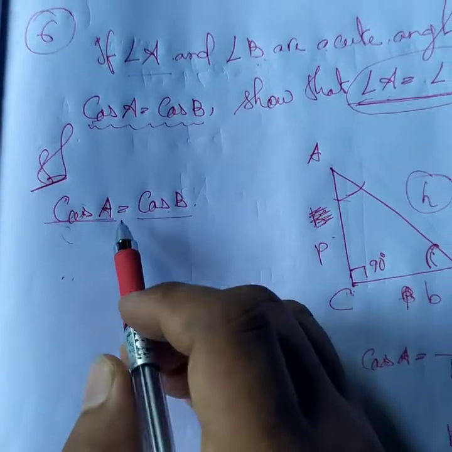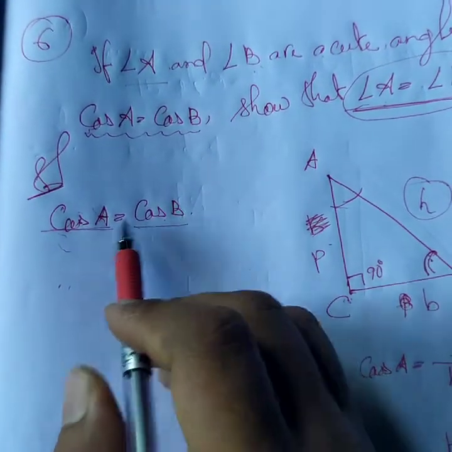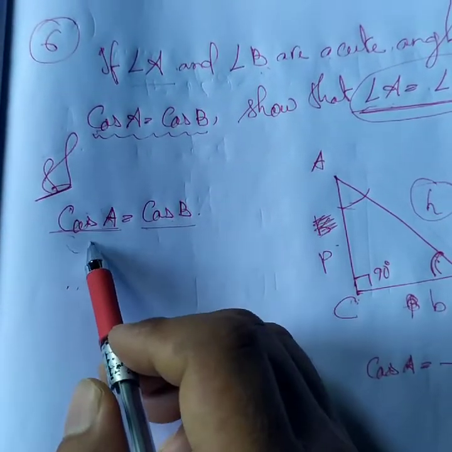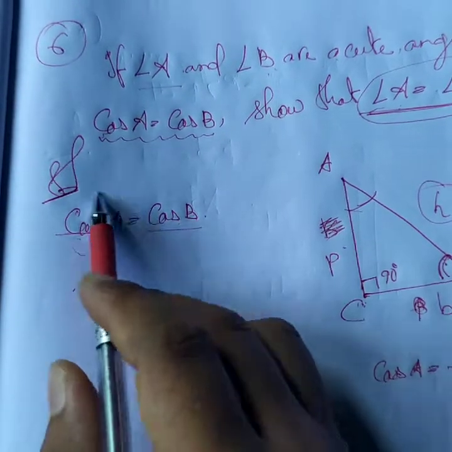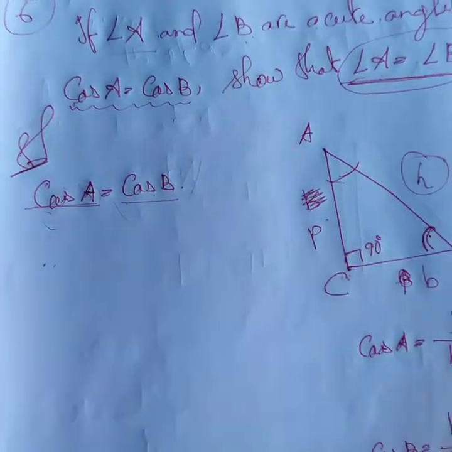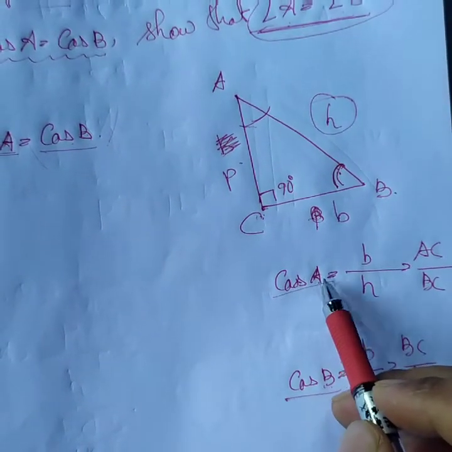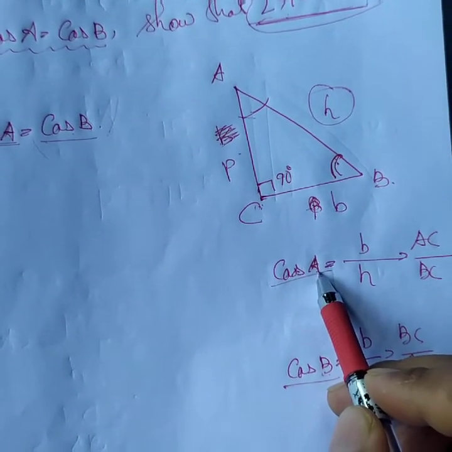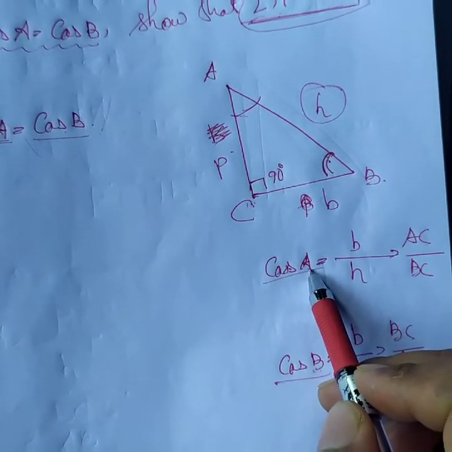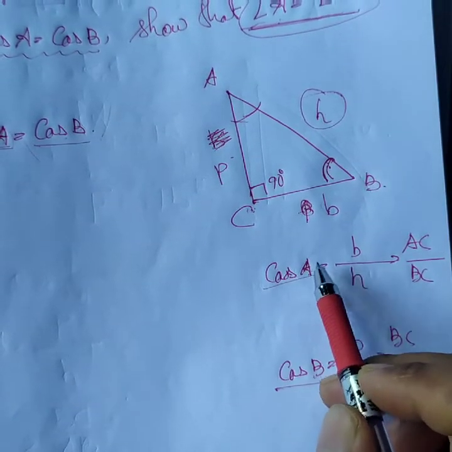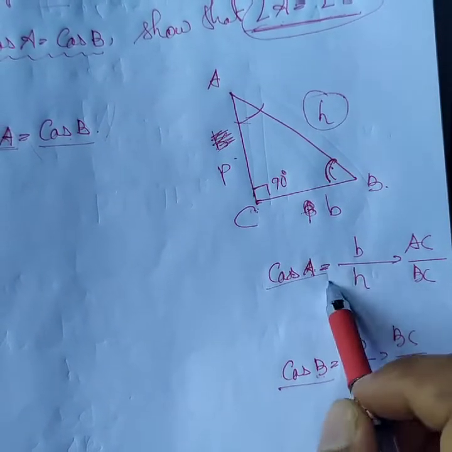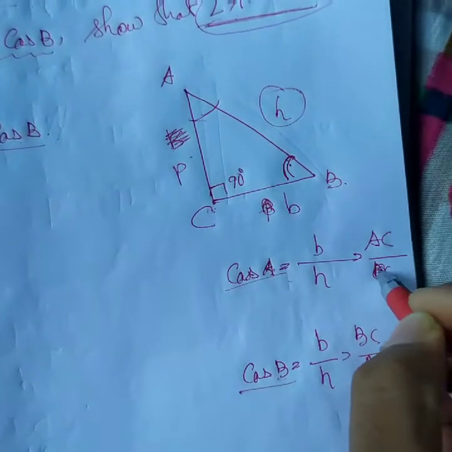But the angles are not same here. This is A, this is B, so perpendicular and base will be different for them. It will be different for cos A, it will be different for cos B. So find them separately. In case of cos A, you are looking at angle A. So in that case, what will be the base? The base will be AC, and then hypotenuse will be AB. Sorry, I have written BC here. It should be AB.